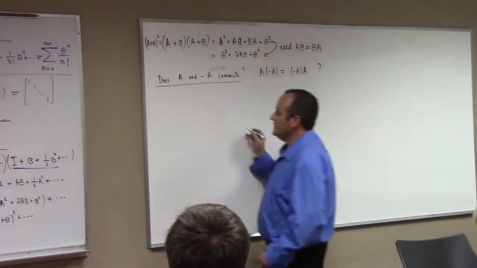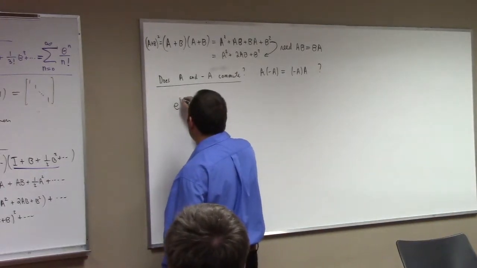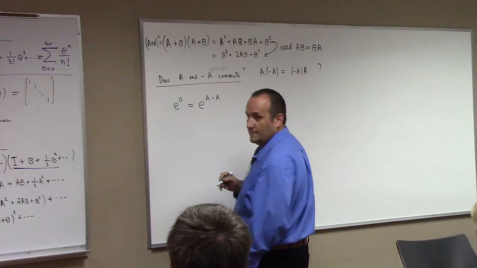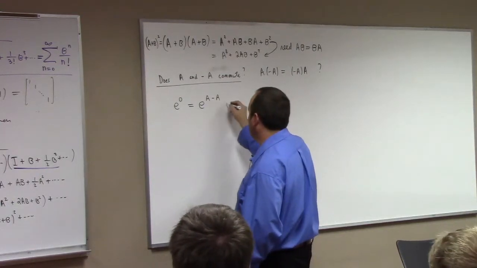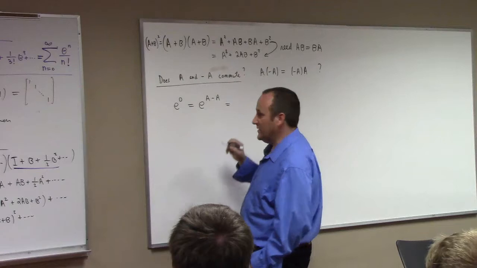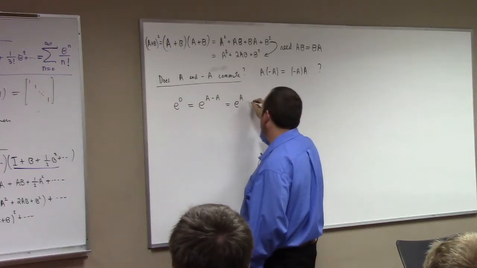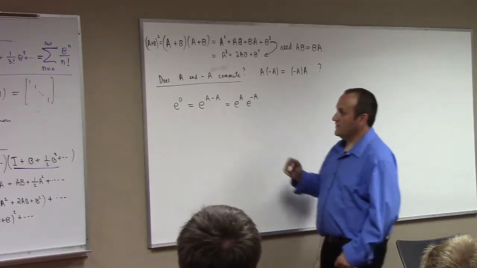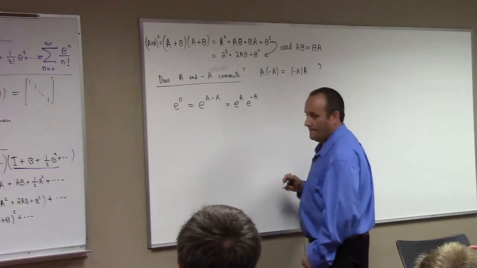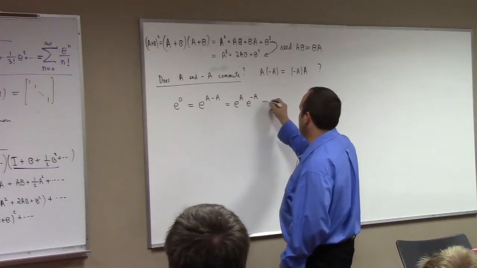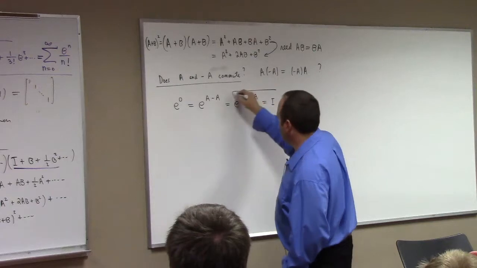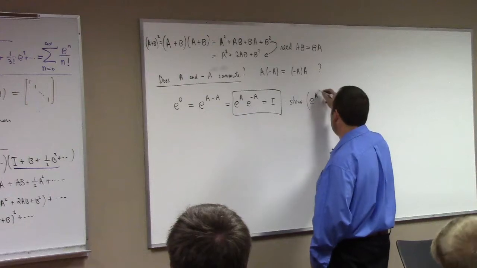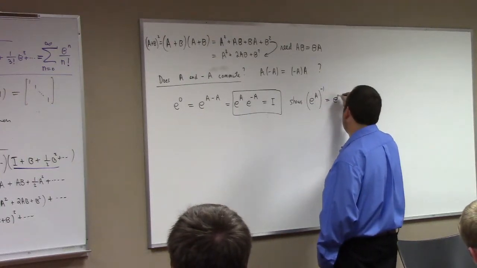What that means then is we can look at e to the 0, which is e to the A minus A, right? And we can think of A equals A, and B equals minus A. What do we get? We get e to the A times e to the minus A. But what is e to the 0? It's the identity. It's 1. And so this equation is showing us that e to the A, the multiplicative inverse of it, is equal to e to the minus A.